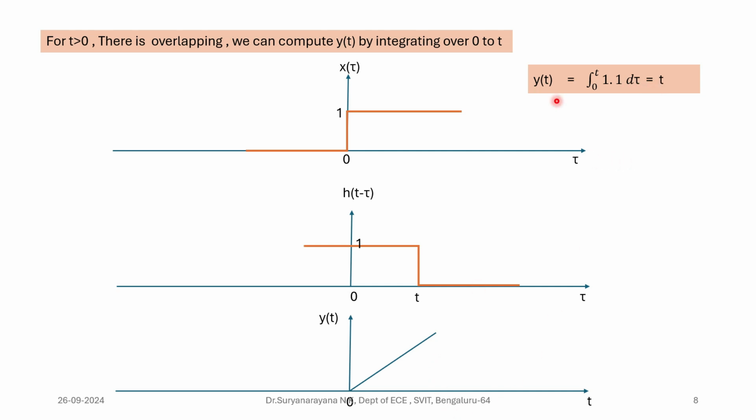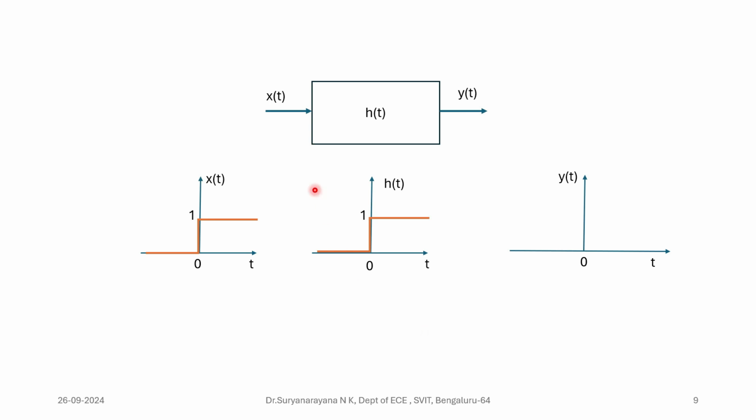So what does y of t equal to t represent? y of t equal to t represents a ramp signal. In summary, if the input is a step signal and the response of the system is a step, then the output will be a ramp signal. This is the fundamentals of the convolution process.